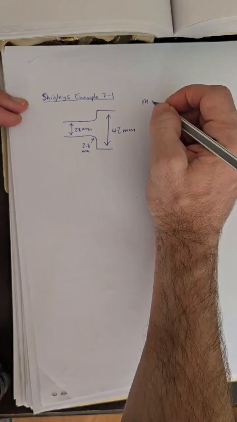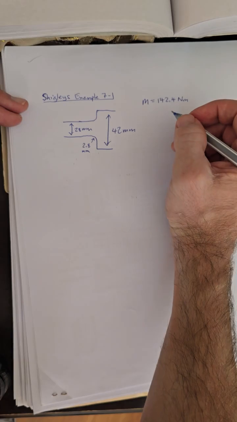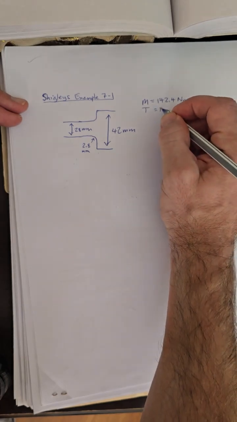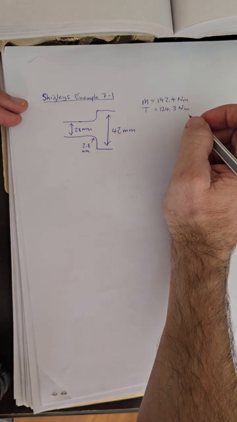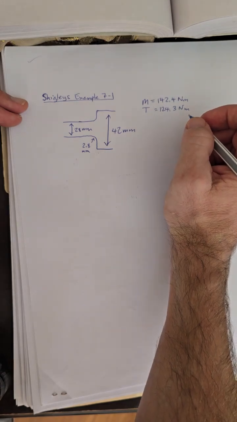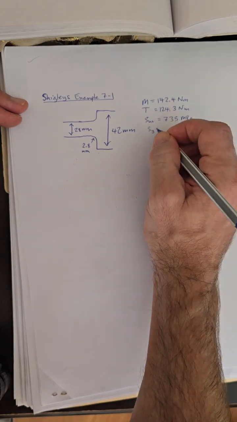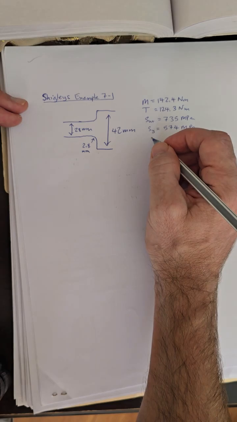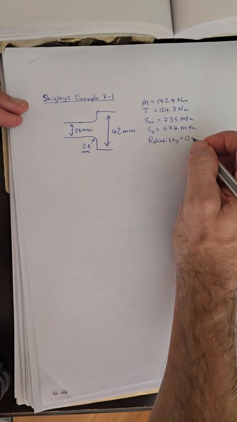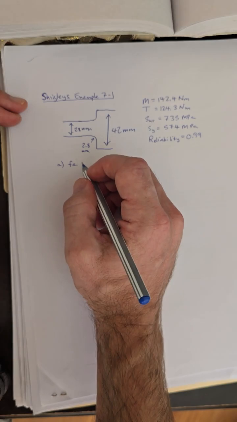The bending moment is 142.4 Newton meters, and the steady torsion moment is 124.3 Newton meters. The heat-treated shaft has an ultimate strength of 735 megapascals and a yield strength of 574 megapascals, and the reliability goal is 0.99. Firstly, determine the fatigue factor of safety.